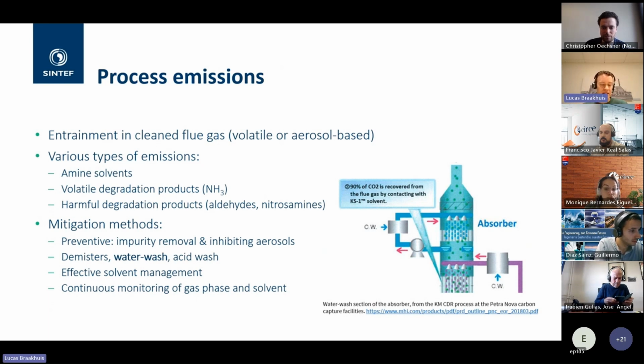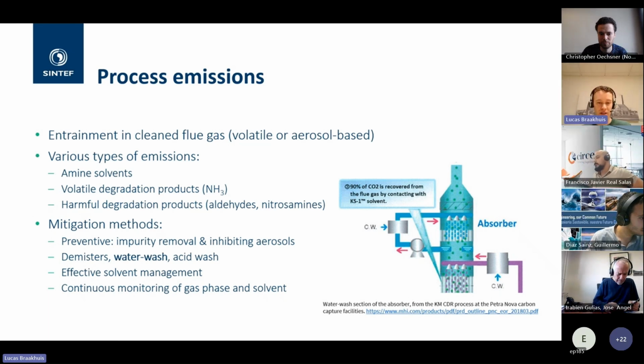So as I told you, typically you will find amine solvents that are emitted, volatile degradation products like ammonia, but also harmful degradation products. You can think of aldehydes, formaldehyde, acetaldehyde, or nitrosamines if they are formed in the process. There's a couple of mitigation methods that can reduce emissions, and they are applied quite frequently in capture plants. So firstly, there's the preventative strategies again. We can remove impurities from the gas inlet, or we can try to inhibit the formation of aerosols, or try to inhibit the growth of aerosols.